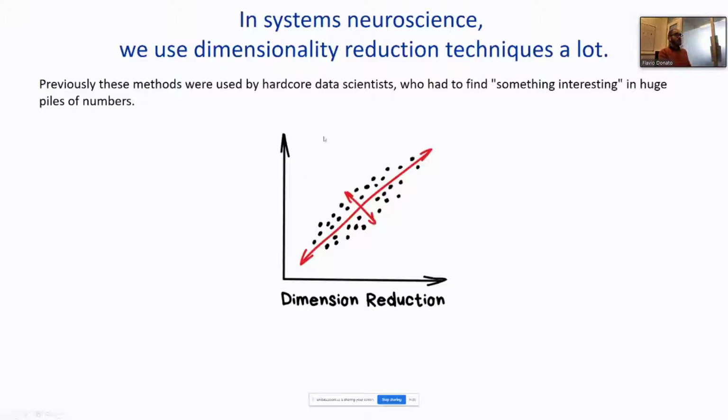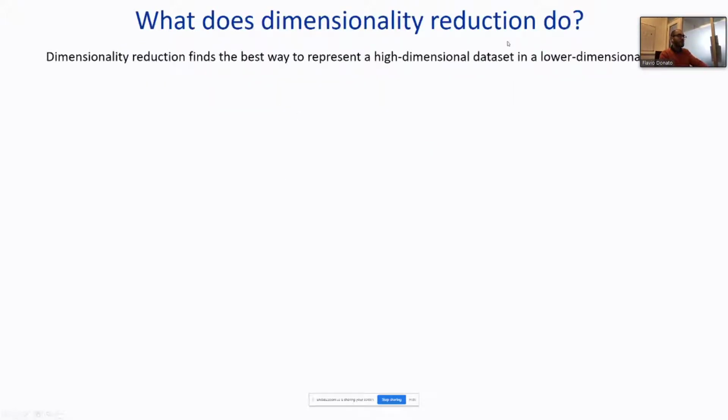One of the most widely used techniques that we use in neuroscience is dimensionality reduction. This is a way in which people try to find something interesting in piles of numbers, but it's also a way in which you can try to find hidden patterns in your data that might explain what your data are actually telling you. So what dimensionality reduction actually does, it finds one of the best ways to represent high dimensional data sets in a lower dimensional space.